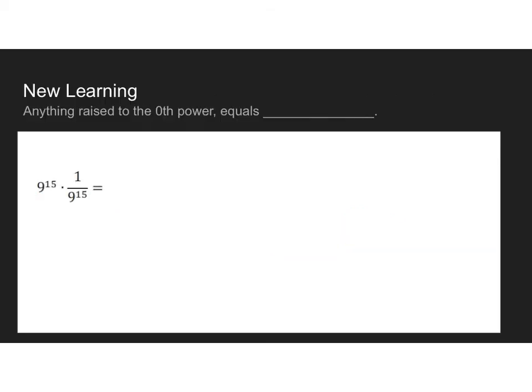All right, the new rule that you are learning today is that anything raised to the 0th power equals 1. And there's a lot of math proofs behind this. You can look it up and try to figure out exactly why that is the case. But this is always the case, that if anything has an exponent of 0, it equals 1. A lot of people want to say, oh, it equals 0, but that is not the truth. It equals 1.